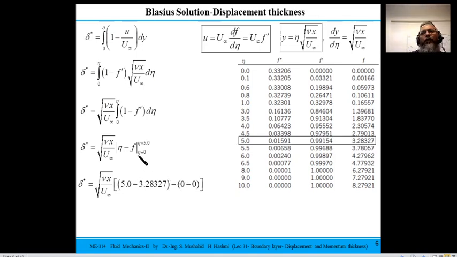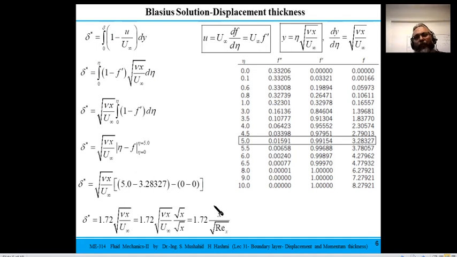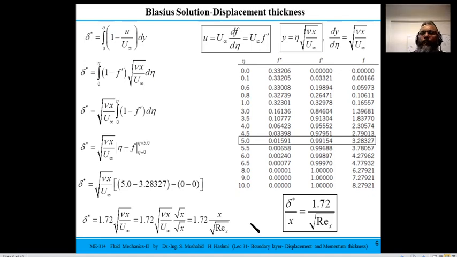Lower limit is when your eta is 0. When eta is 0, your function is also 0. So that would be 0 minus 0 here. So once you simplify that expression, you will end up with the expression for boundary layer thickness, displacement thickness, which is directly proportional to distance x and inversely proportional to the Reynolds number.